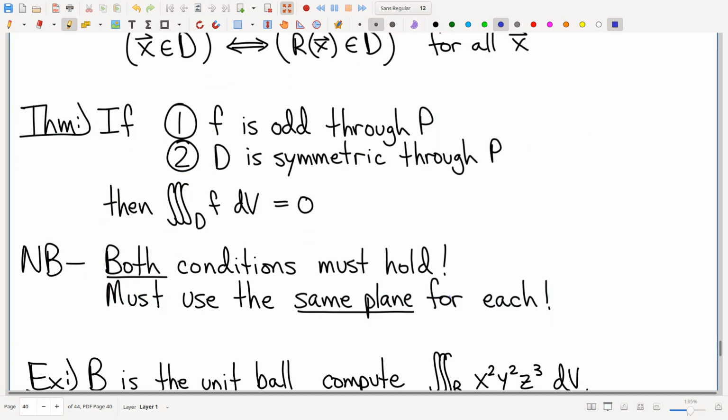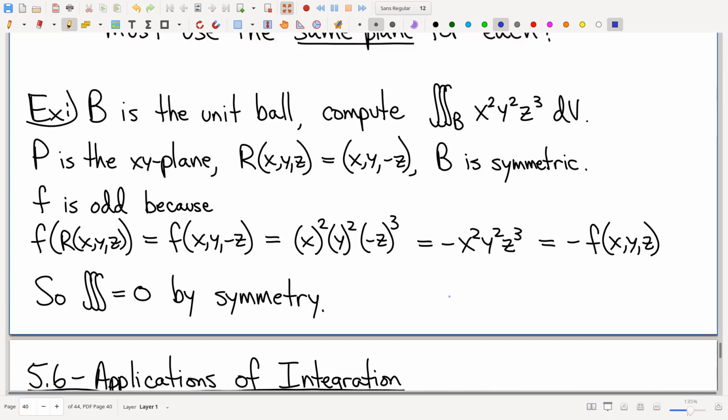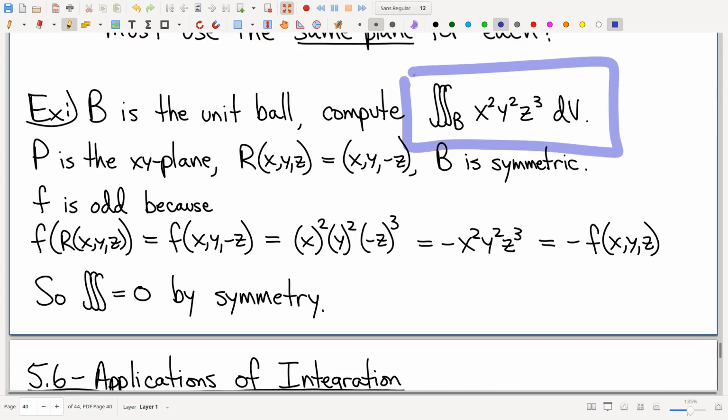Okay, last example in this section. Let's compute this integral right here. Now, it doesn't look so bad at a quick glance. My integrand's a polynomial. No big. Right? Seems fine. But do keep in mind our domain is the problem. The domain here being the unit ball.